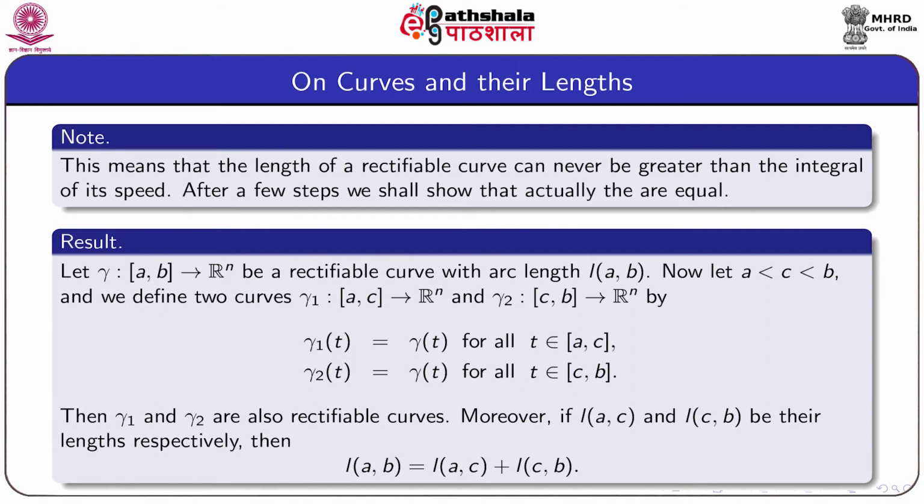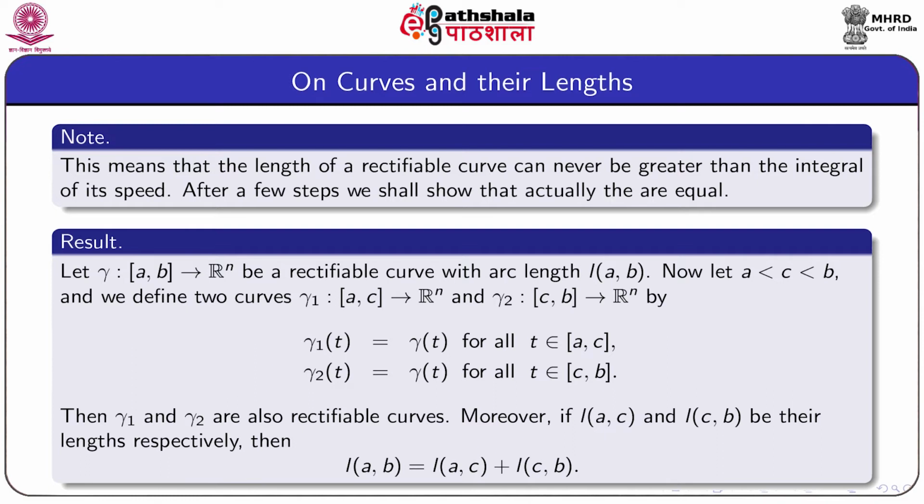Note: this means that the length of a rectifiable curve can never be greater than the integral of its speed. After a few steps, we shall show that actually they are equal. Now we shall prove the additivity of arc length function. The result reads like this.